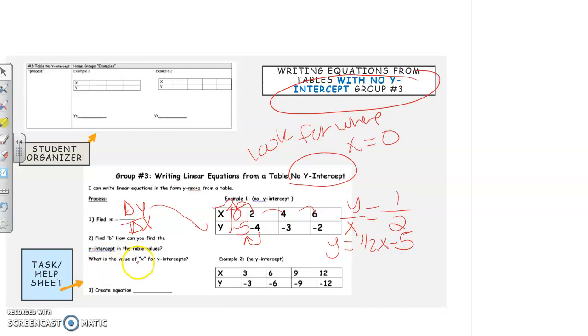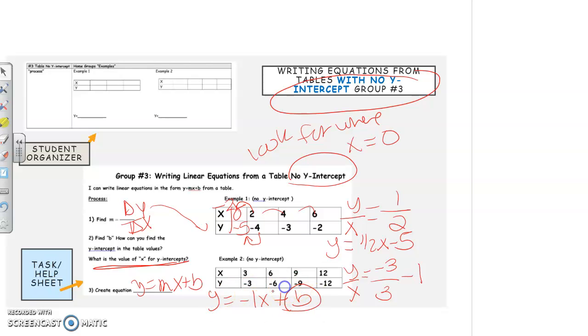Okay, so they have to think: what is the x value for the y-intercept? We're going to make that equation y equals mx plus b. Then they'll do example 2 together. In their groups, they'll see that their slope, change in y over change in x, is going to be negative 3 over 3, which reduces to negative 1. So y equals negative 1x plus b. Then they're going to work together to figure out how to get that value for x. Their answer will go in for example 2.